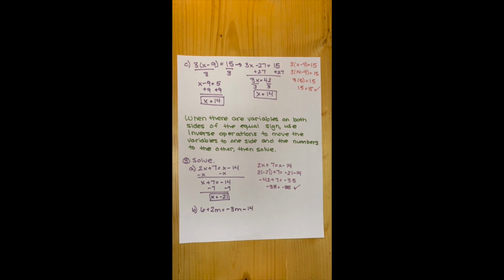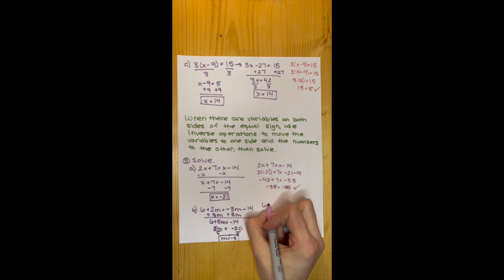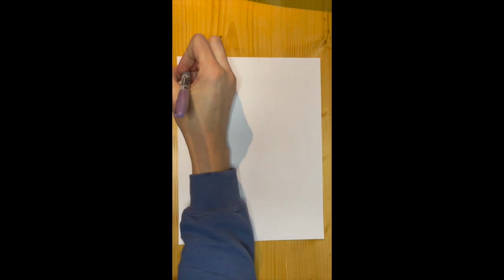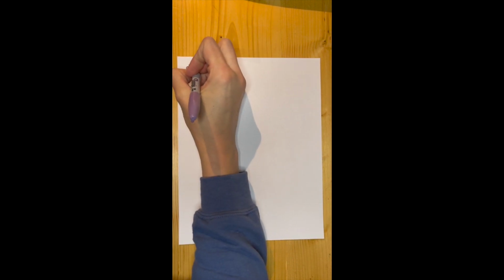And what I'm going to do first is I'm going to add that 3m on both sides. I could subtract the 2m, but then I'd have a negative 5. And sometimes it's nice to avoid negatives in our problems if we can. Although then here I have to subtract the 6, so I do end up getting negative 20. Divide by 5, we get m equals negative 4. And we'll check that. 6 plus 2 times negative 4 equals negative 3 times negative 4 minus 14. Negative 2 equals negative 2. Check.